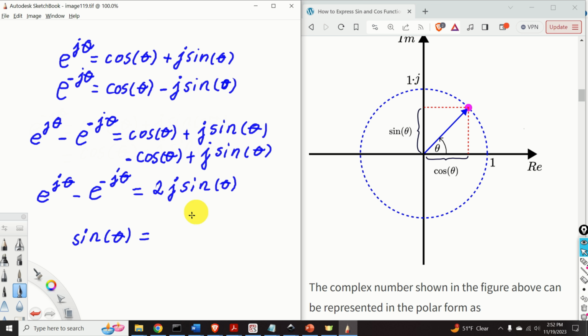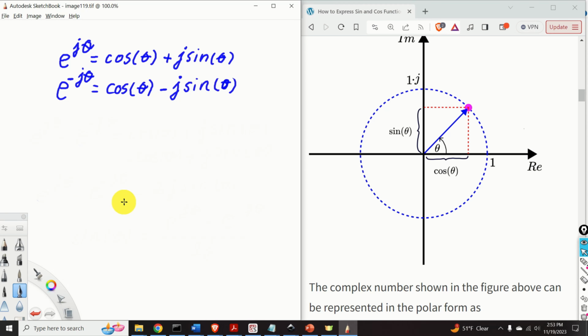Sine of theta is simply e to the power j theta minus e to the power minus j theta divided by 2j. And that's it. That's the formula for sine theta. Now let's solve these two equations for cosine of theta.